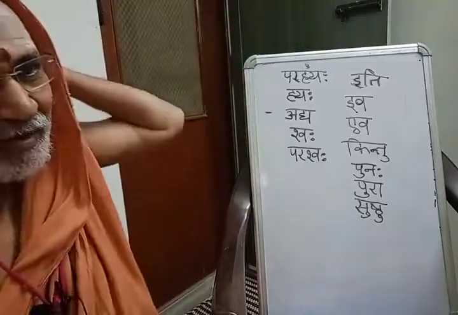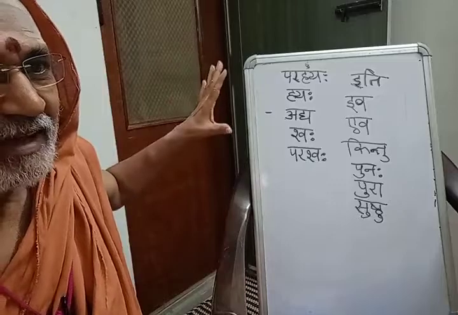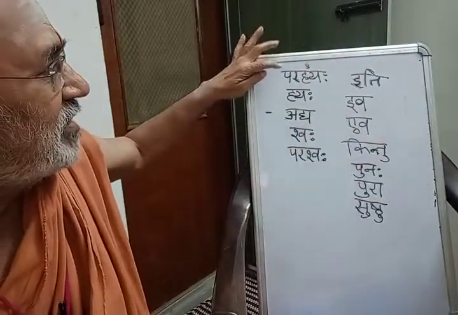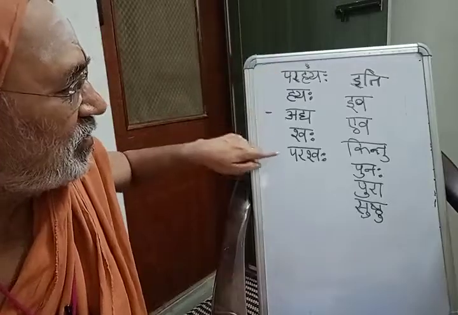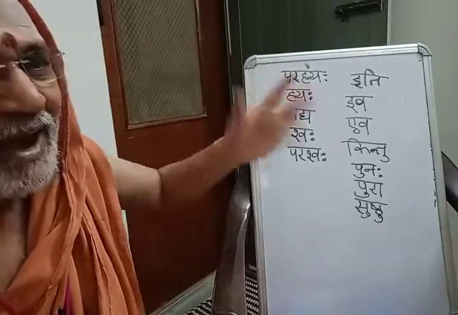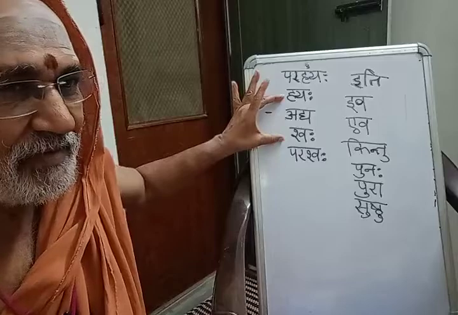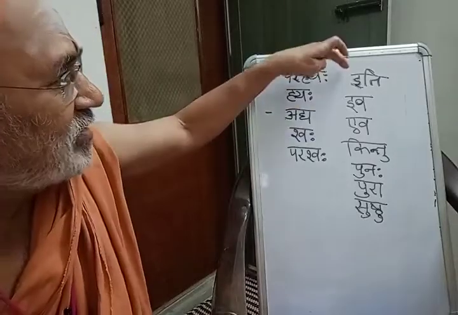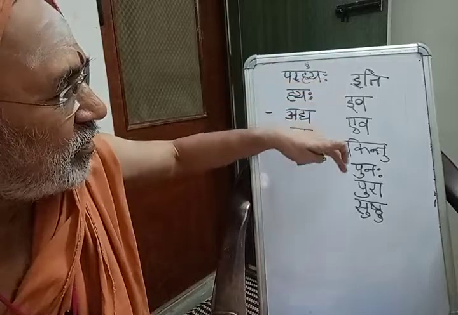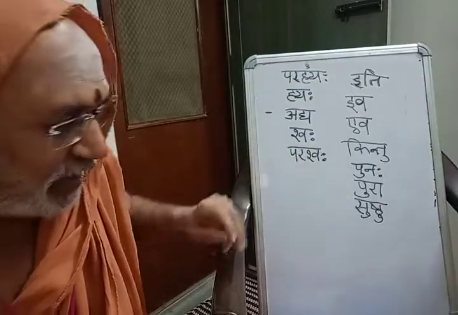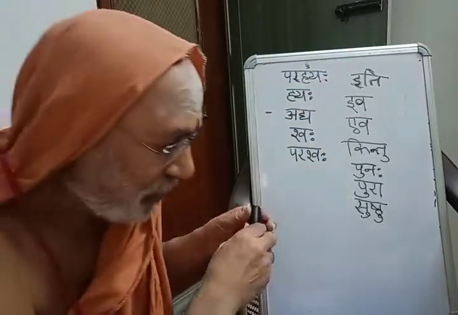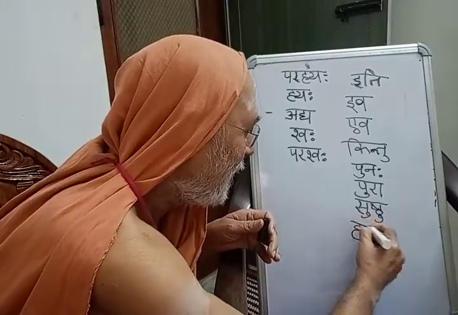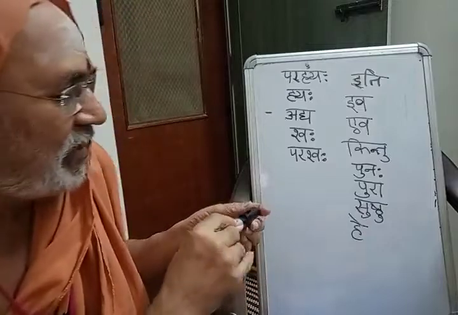I think all other things have been covered. So we have made the tables, the list. Other than the list, these are the left out. Parashvahal has not come, he has not covered. We have added two. He covered only three, Bhandarkar. These two I had added. Here also: iti, iva, eva, kintu, punaha, pura, sushtu. One more he added, he. Okay. These are all avyayas.